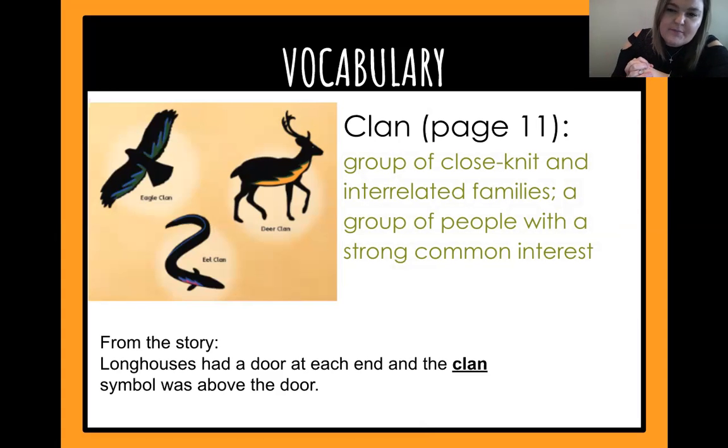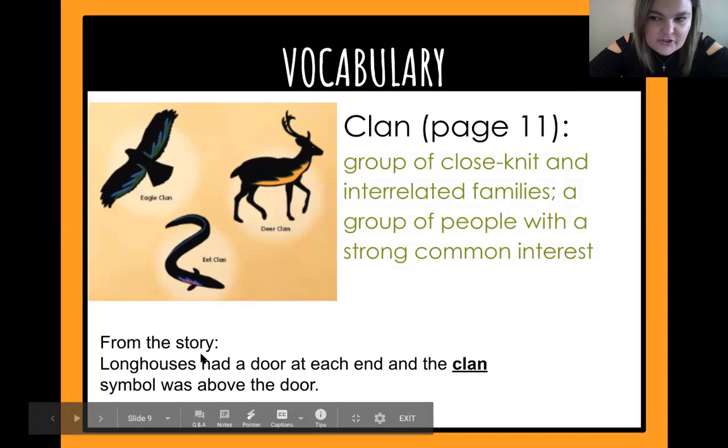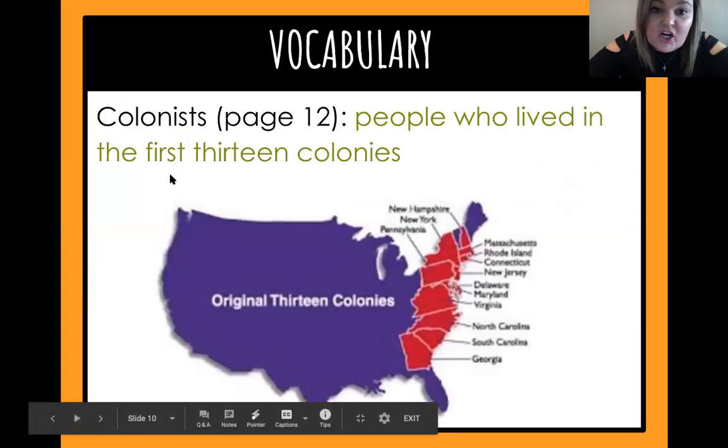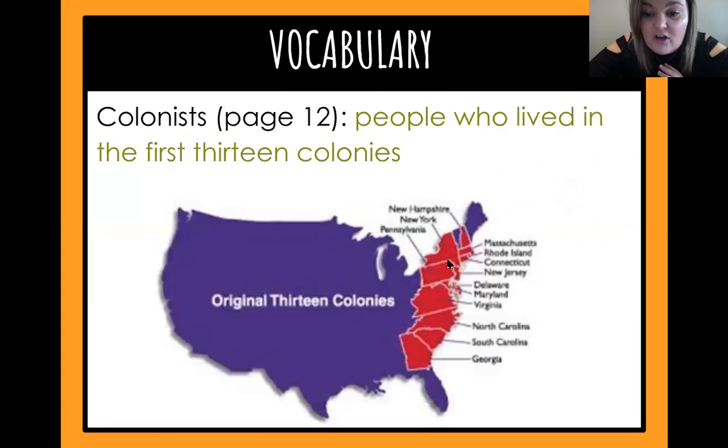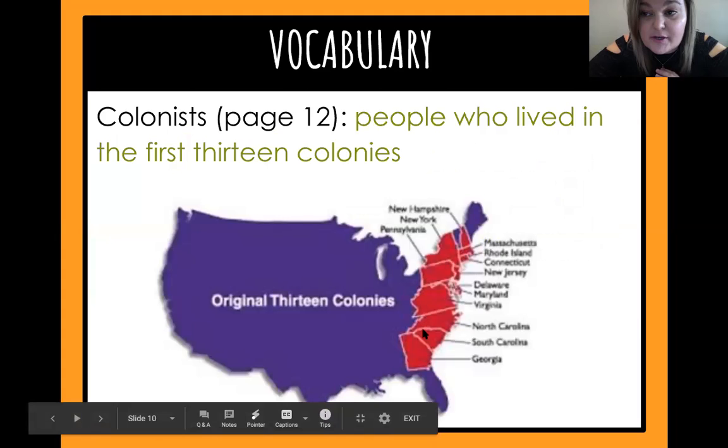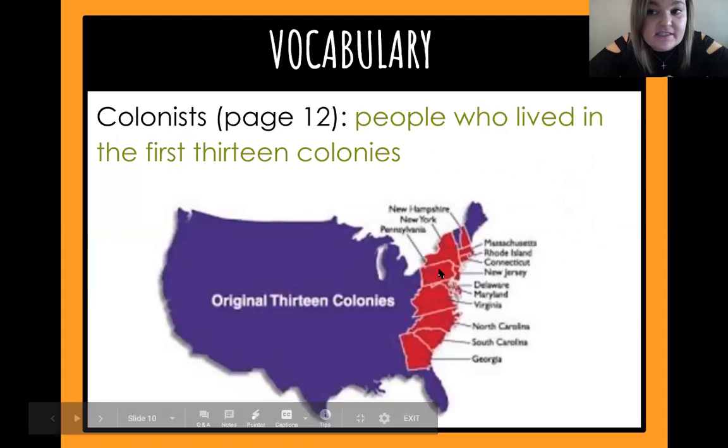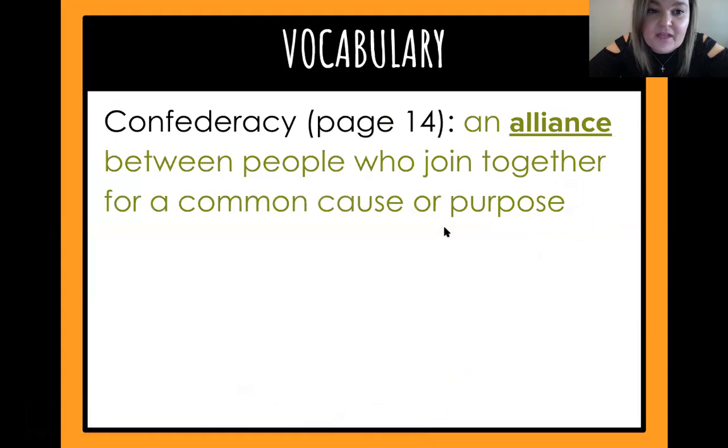It's a group of people with a strong common interest. So a colonist, these colonists are the people who lived in the first 13 colonies. So it's these people that came from Europe and formed the 13 colonies, and we are going to learn about them today. Then there is the Confederacy, an alliance, which we learned about in another lesson. So it's when they come together and work together between people who join together for a common cause or purpose.